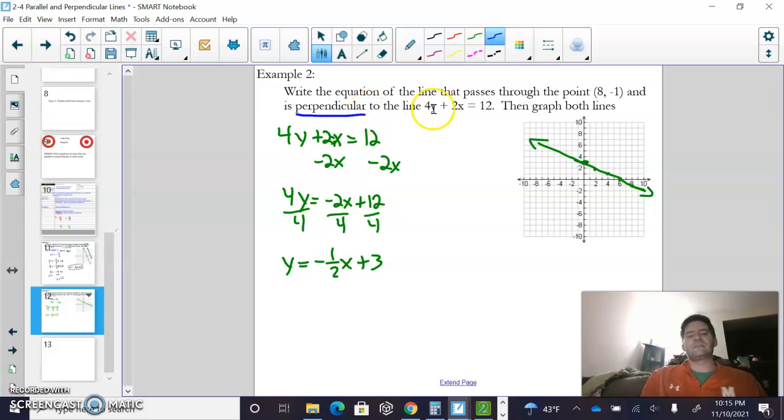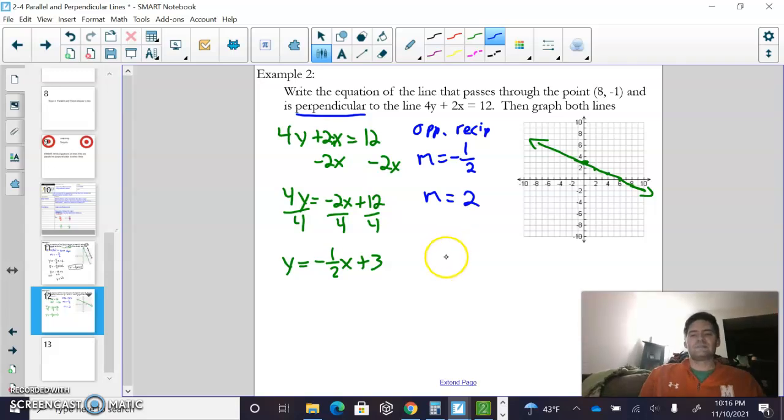Now, perpendicular, so I've underlined the word perpendicular. Remember that is opposite reciprocal. So if our original slope is -1 over 2, the slope of our new line is, instead of a negative number, positive, and instead of 1/2, it's going to be 2. And we do the same thing that we've done before. We're going to take y equals 2x plus b. We're going to substitute an 8 and -1, and solve for b.